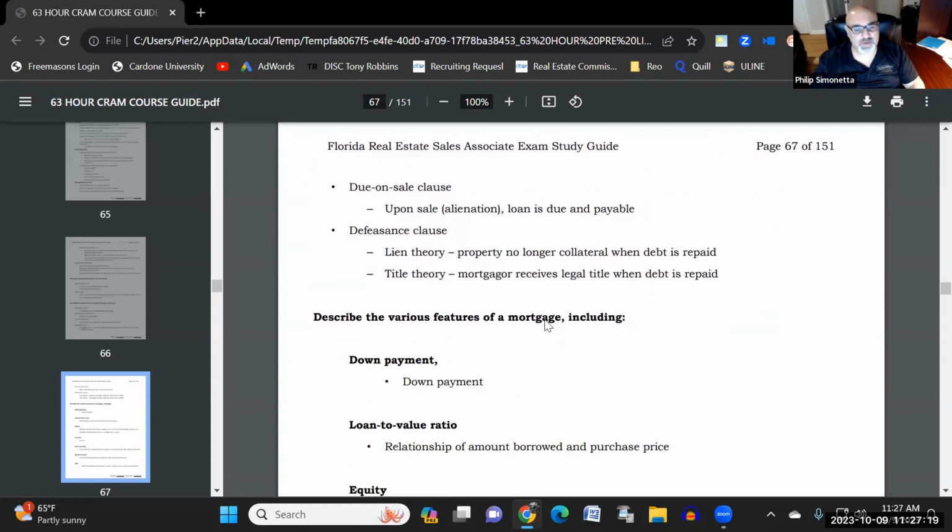You have a due on sale clause. So upon sale, alienation, right? When a property goes from one to the other, anytime a name changes, upon sale, the loan is due and payable. That means it has to be paid off when you sell it.